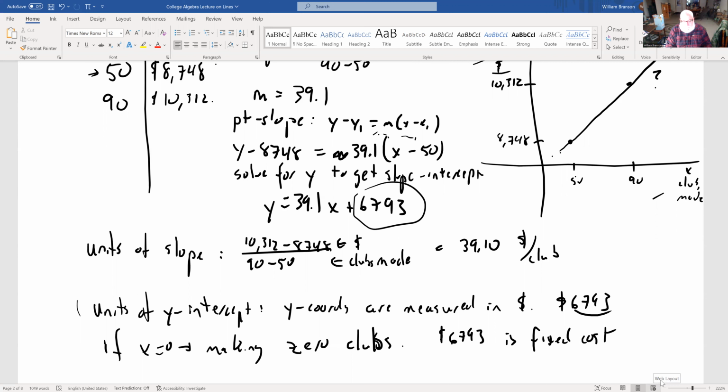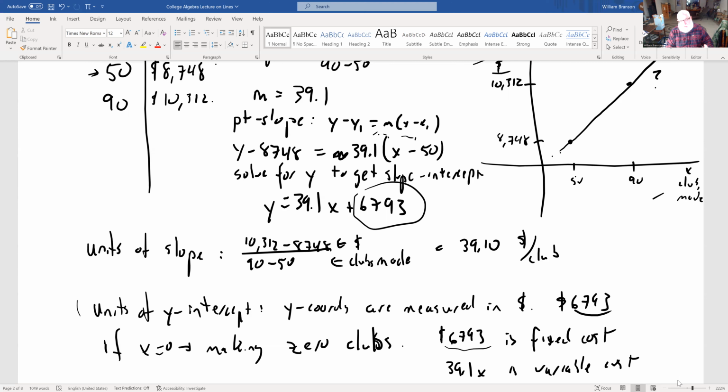It's the running of a factory, right? Even if you don't make any clubs, you've got to pay the rent, you've got to pay the taxes, you've got to pay the water bill, you've got to pay wages, you've got to pay all sorts of stuff. So the 6,793 is the fixed cost that they have just because they're running a business, because they have a factory. The 39.1x is a variable cost because that depends on how many golf clubs you make.